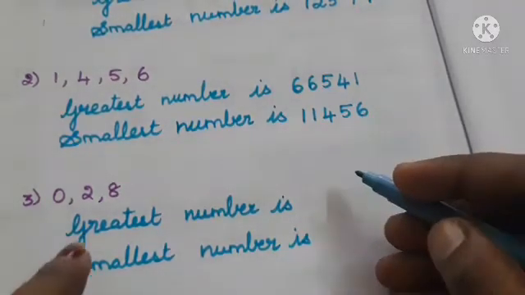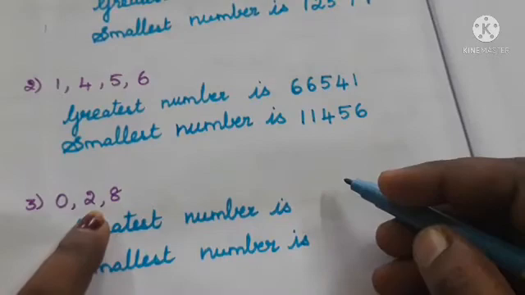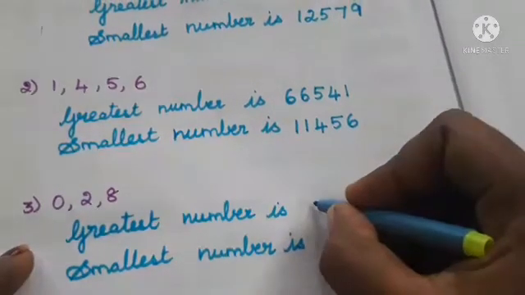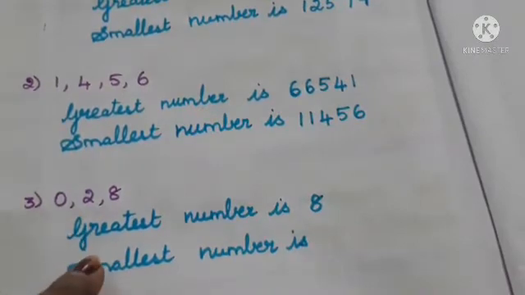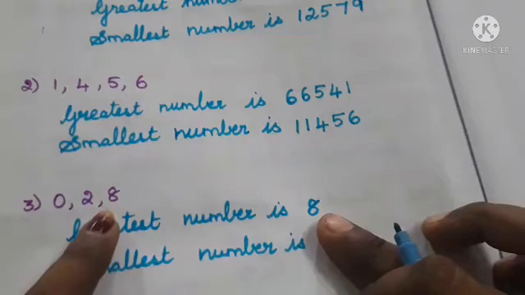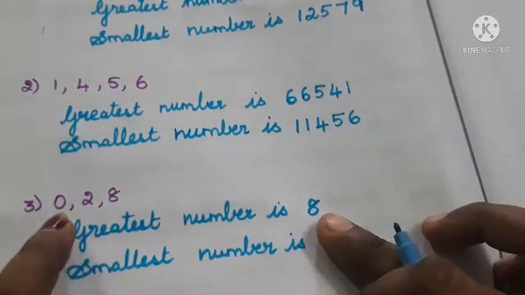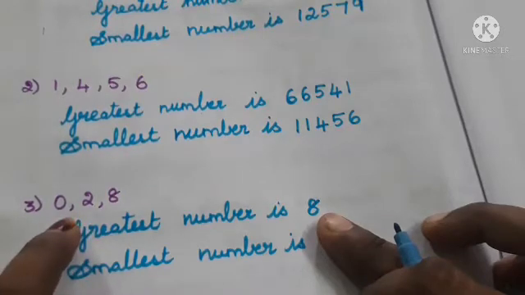Greatest number. So here which is the greatest one? We have 0, 2, 8. Which is the greatest one? Yes, 8 is the greatest. So 8 we have written. Here we have to form a 5 digit number, and 8 we have written. Then how many numbers remain? 2 digits are there. After the 8 we have only 2 digits.